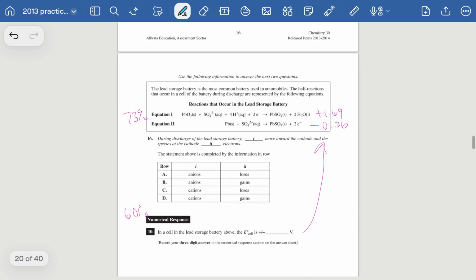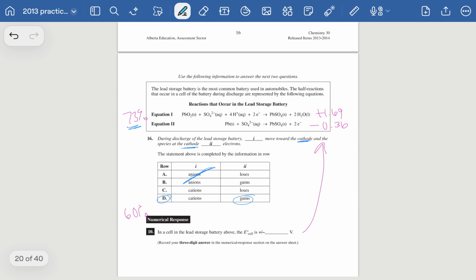Okay, so moving on from that, we have our next question. It's talking about a battery, and it is first one with question 16, which did test well. It's just understanding your cell. During any cell, whether it is voltaic or electrolytic, your anions move towards the anode and your cations move towards the cathode. Because it's asking about the cathode, we're looking at the cations. And the species at the cathode, cathodes undergo reduction and they gain electrons. So the best answer here is D.